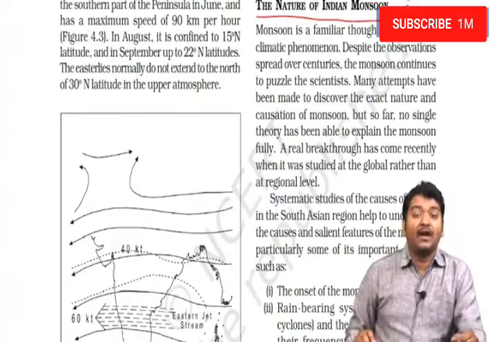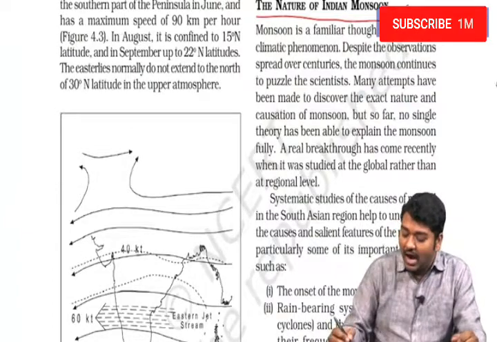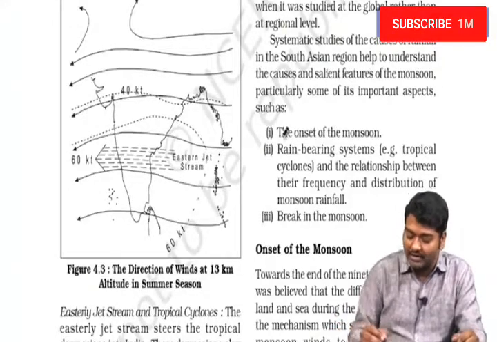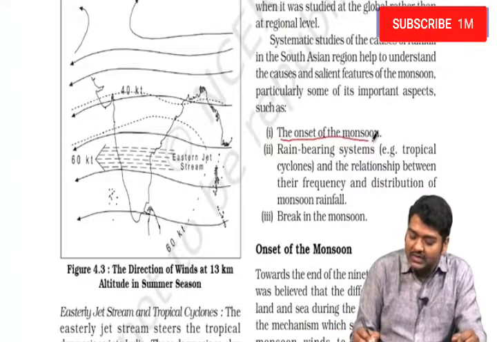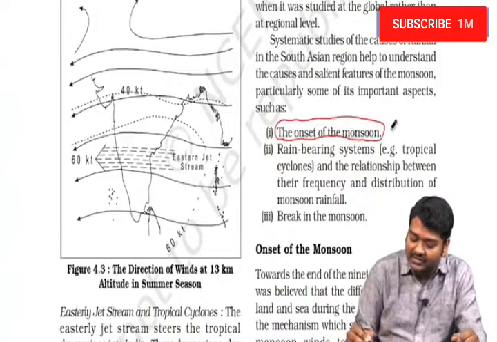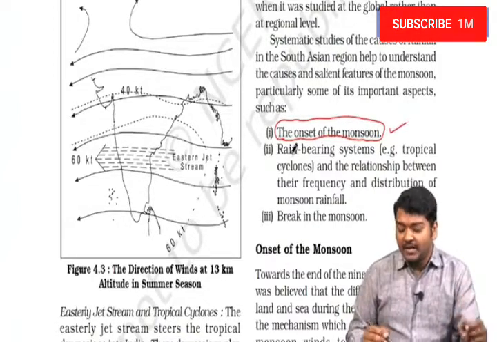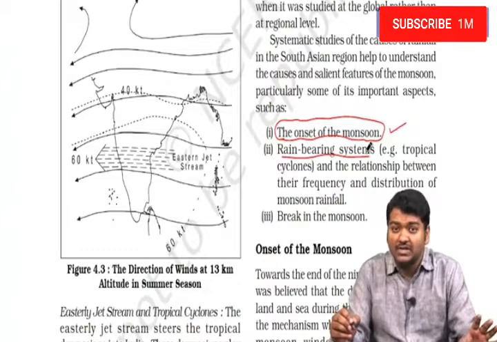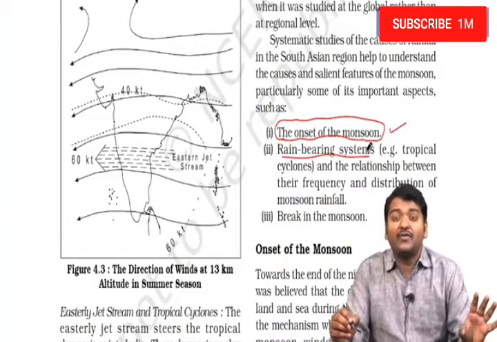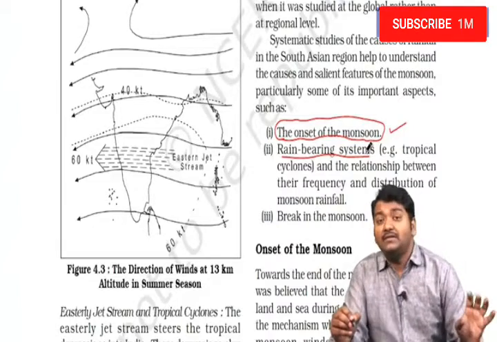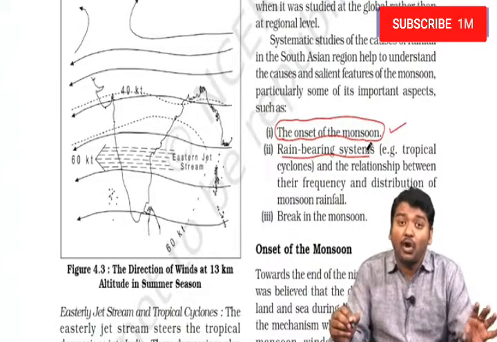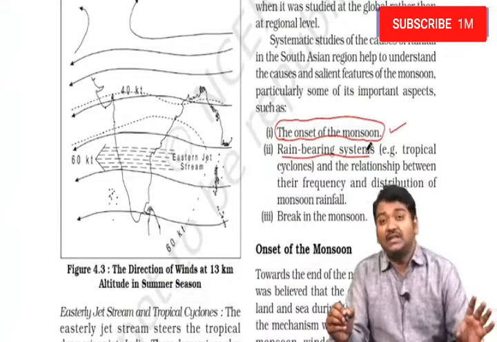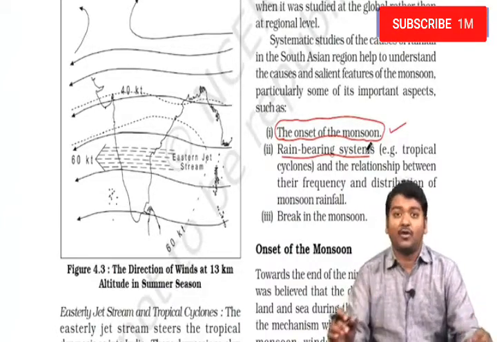Whenever I am looking at the nature of Indian monsoon, there are certain features which are very important. That is the onset of the monsoon. As I told you, which one will start first is very important. The second important thing is the rain bearing systems, that is tropical cyclones, which usually come wherever warm water accumulates, and these tropical cyclones are being brought over India through the easterly jet streams, and these easterly jet streams give heavy rainfall.